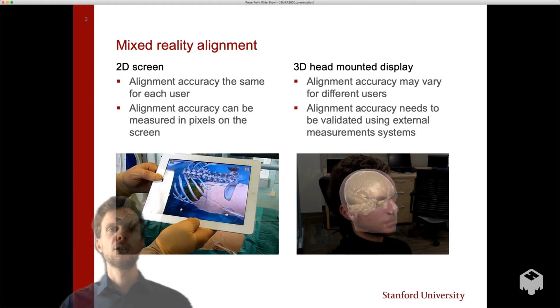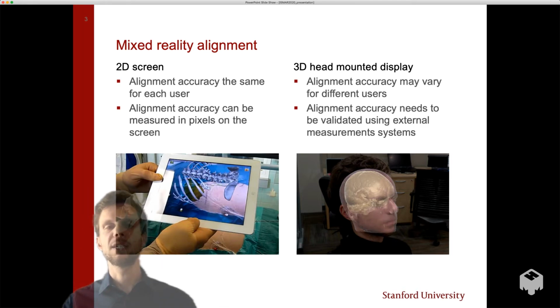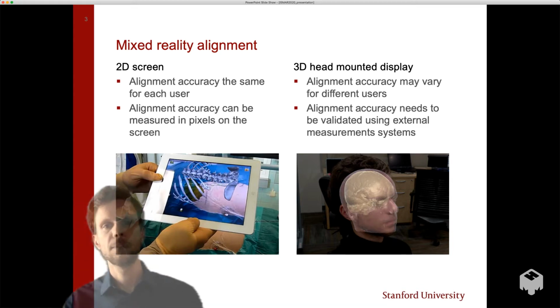In 2D AR applications, like you can see here on the left, where each user sees the same screen, the alignment accuracy can actually be measured easily by just counting pixels between the virtual rendering and the real background on the 2D screen. In 3D, unfortunately, things get a bit more complicated.